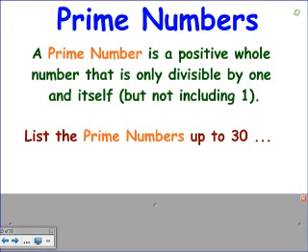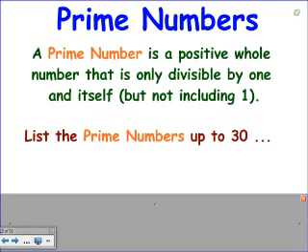13. That's it. 17, 19, 23, 29, 31. Yes. You need to remember the prime numbers up to 97.